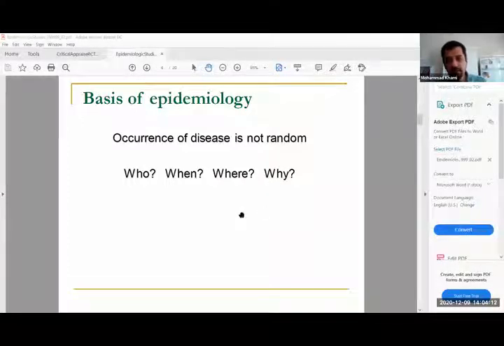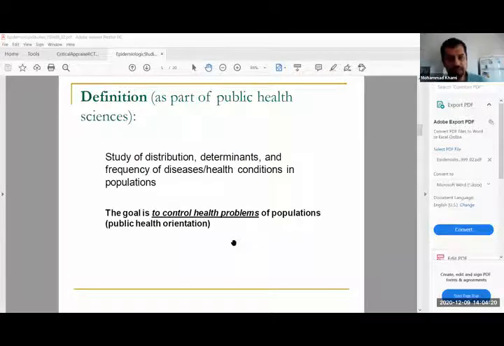According to this core concept, we can say that epidemiology, as a part of public health science, is the study of distribution, determinants, and frequency of disease or health conditions in populations. This can be considered a simple definition of epidemiology. So the goal of epidemiology is to control health problems of populations, again, if we have a public health orientation.